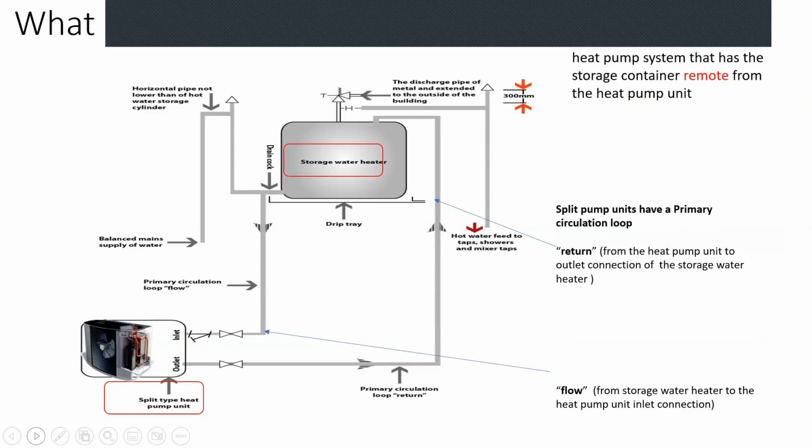So, as I say, I remember it in the following way. Cooler water flows to the inlet of the heat pump and warm water returns to the outlet connection of the storage water container. Let me just see if there's anything else I could maybe mention on the slide. I think the key is that it's split and it's separated, and that's why it's called a split heat pump unit.